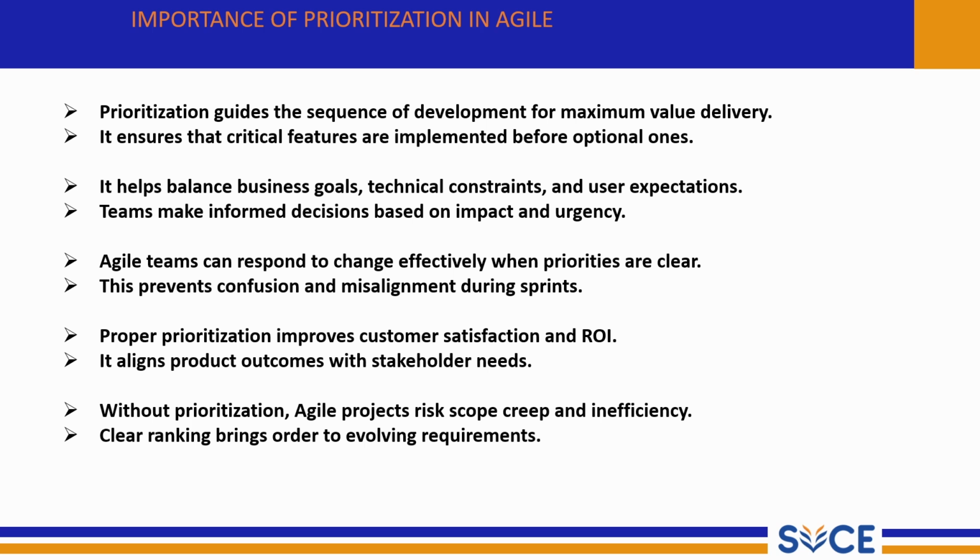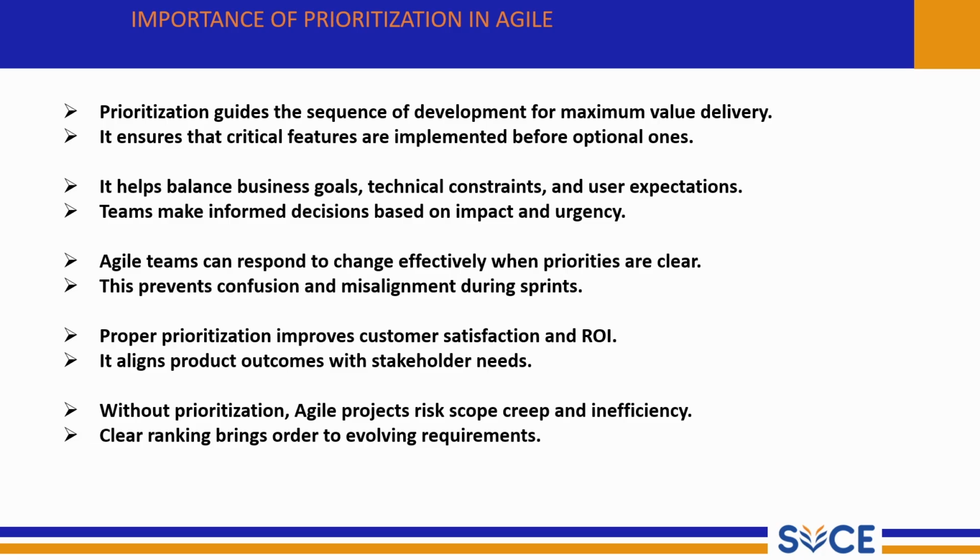Teams make informed decisions based on impact and urgency. Prioritization helps the team evaluate each requirement based on how impactful it is and how urgently it is needed. This results in better decision making and efficient planning. So agile teams can respond to change effectively when priorities are clear. When priorities are well defined, the team can handle changes easily without getting confused. If a new requirement comes in, they know how to rearrange the work without losing track. This prevents confusion and misalignment during the sprints.